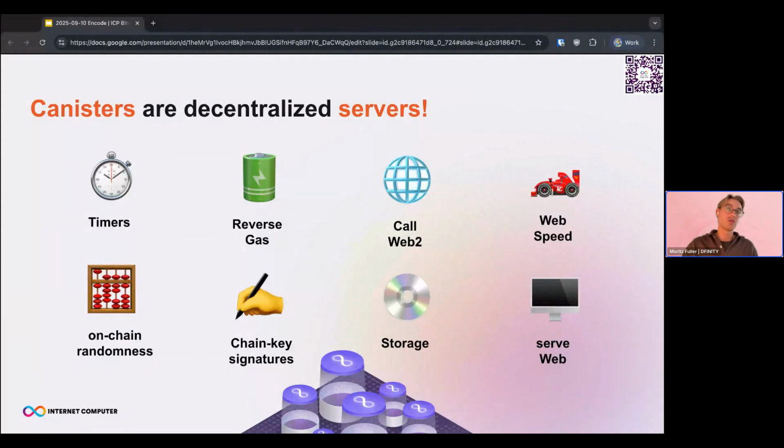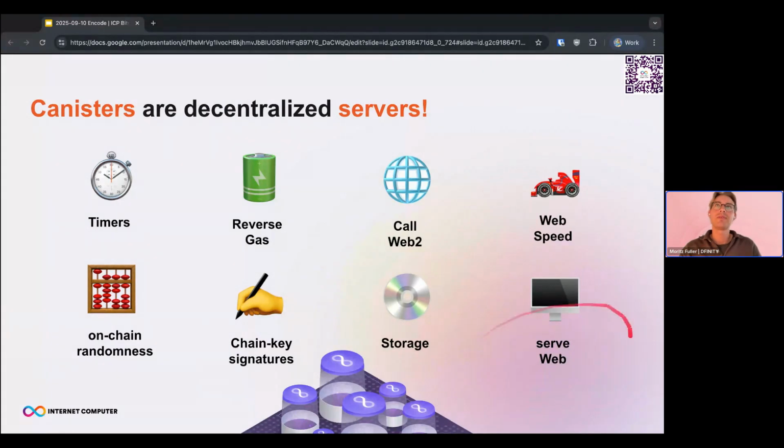And it's not only a lot of storage, it's also cheap storage, because a gigabyte of storage costs roughly $5 per year. So last time I checked, it was, I think, 80 million on ETH for a gigabyte of data, so orders of magnitude cheaper.